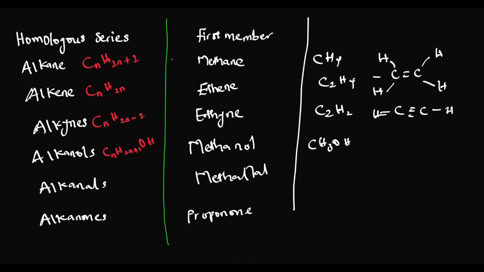Now let's check it. If we put 1 here, it will become C1, right? 1 times 2 is 2, plus 1. So 2 plus 1 will give you what? 3. I hope it's making sense now, right? So you just add your OH to signify its functional group.